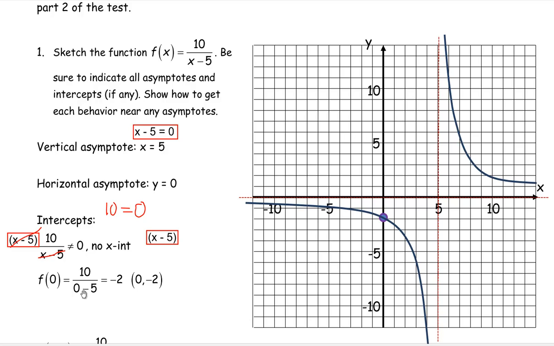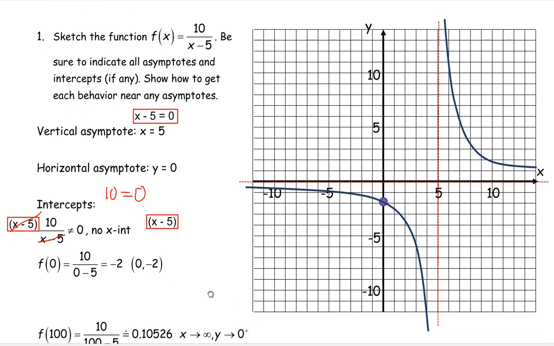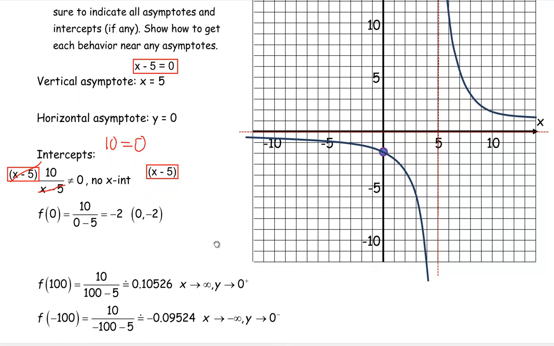The y-intercept can be found by putting 0 in place of x. So we put 0 here and here, we get 10 over 0 minus 5. 10 divided by negative 5 is negative 2, so 0, negative 2, which is that point right there, is the y-intercept. And the rest of this is actually end behavior around the vertical and horizontal asymptotes.